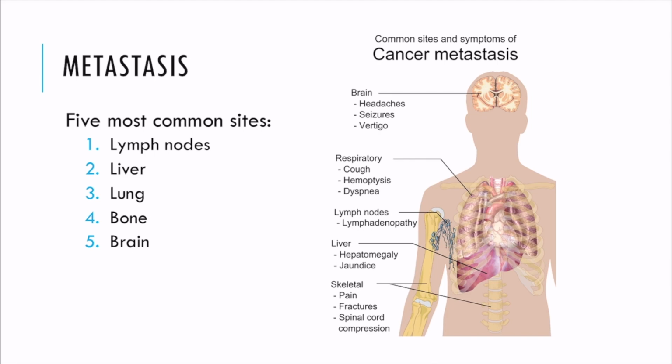So the first is lymph nodes, and that one hopefully is intuitive since cells can travel in the lymphatics. So a lymph node is the next stop down the track, and that's why they take up residence there and can grow.